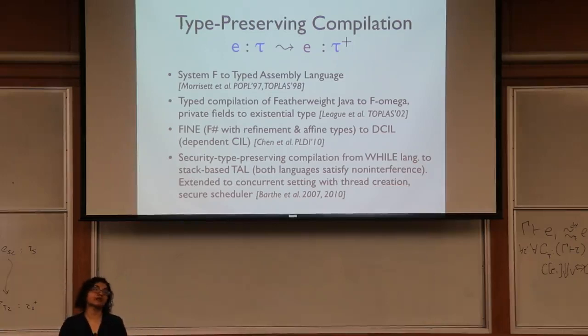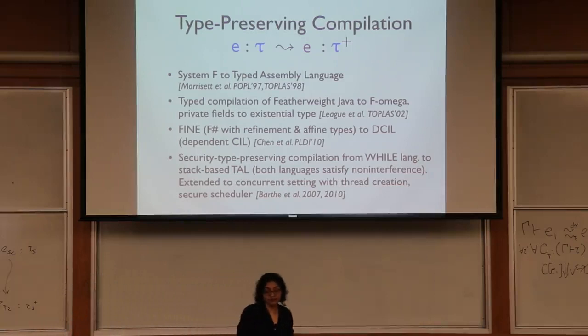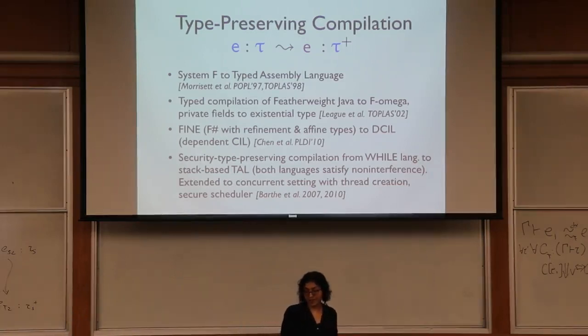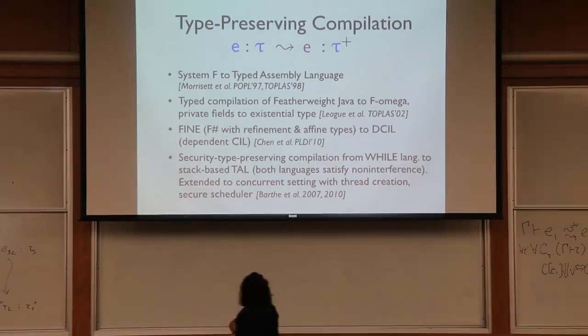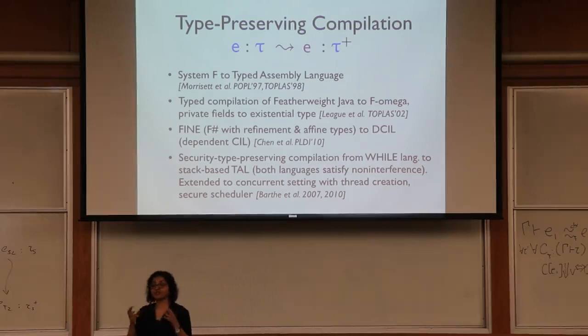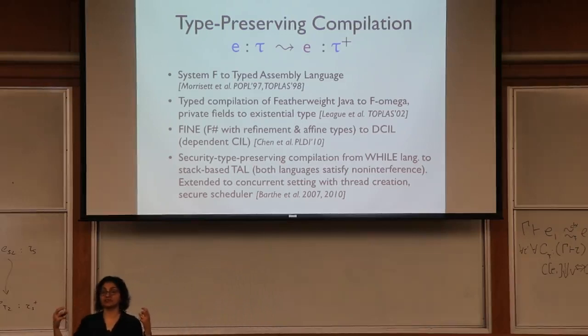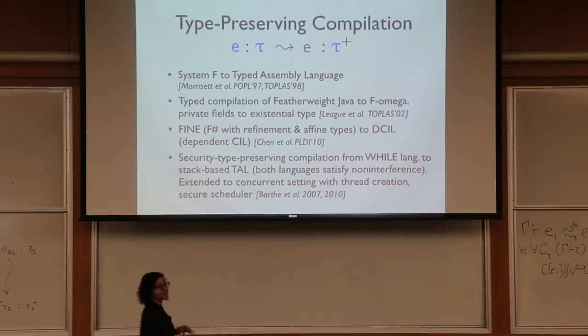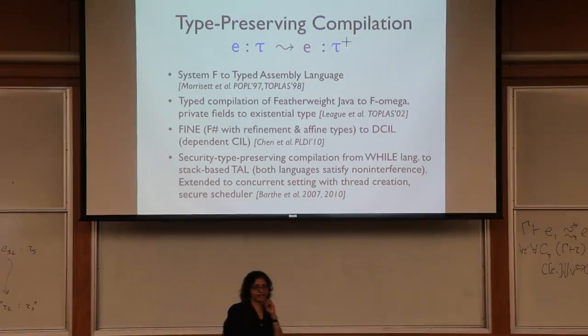We can rule out a very large class of errors that otherwise we end up debugging our compilers and trying to find those errors. So there have been other efforts like that. So typed compilation of featherweight Java to F omega. This essentially captures the intuition that you can take private fields in Java objects and compile them to an existential type that hides the field from clients. And I'll talk more about that later in the context of closure conversion.